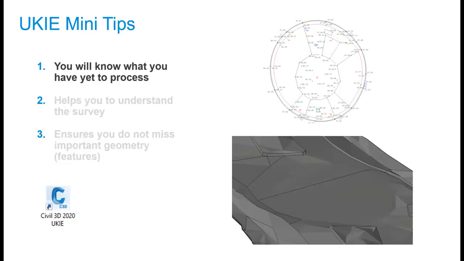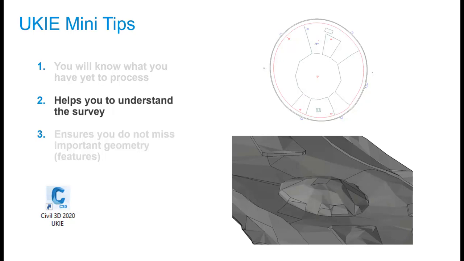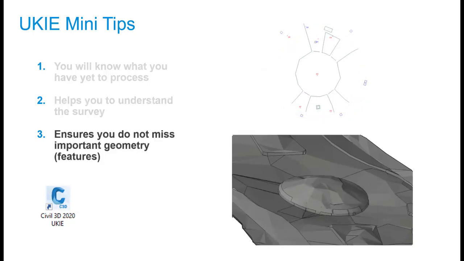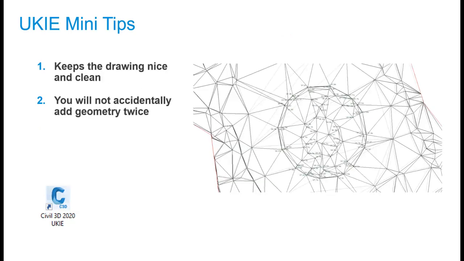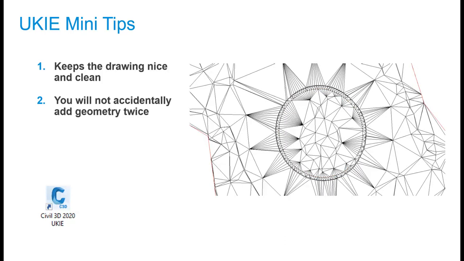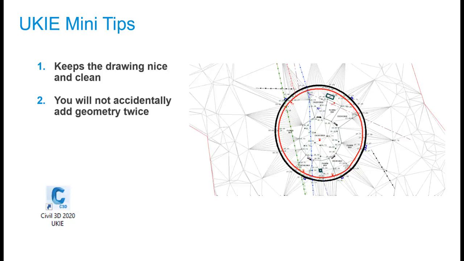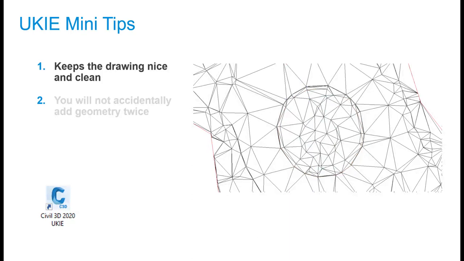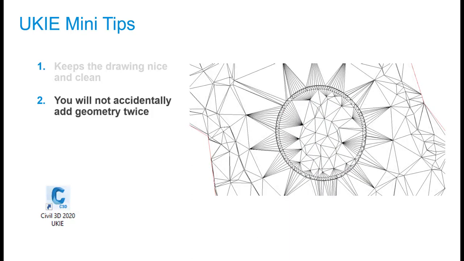Number one, you'll know what's left to process. Number two, you'll understand the features that have been surveyed. And number three, you won't leave anything behind. Freezing the geometry, once you've added it to the existing ground, also gives you benefits. Firstly, you'll be left without a mess of stuff you have already processed. And secondly, you won't accidentally add geometry twice.